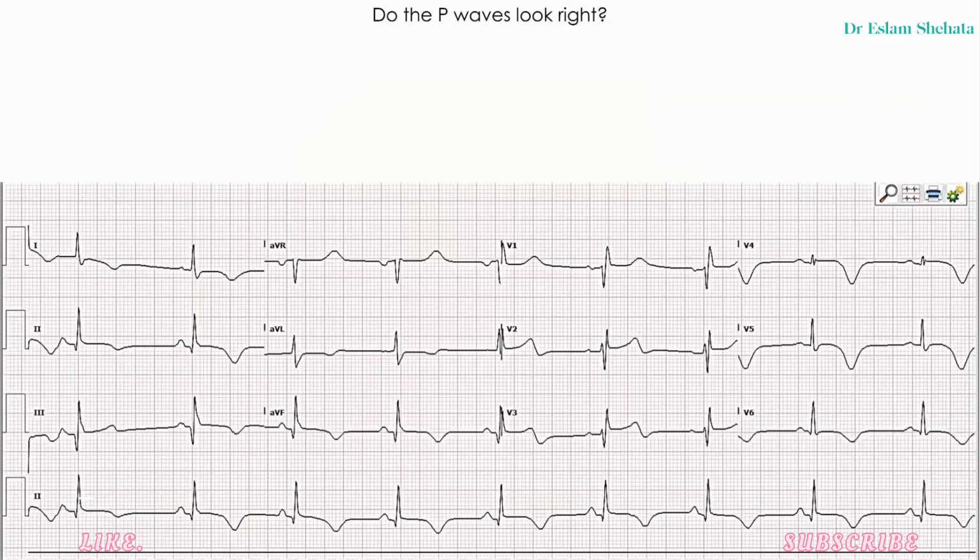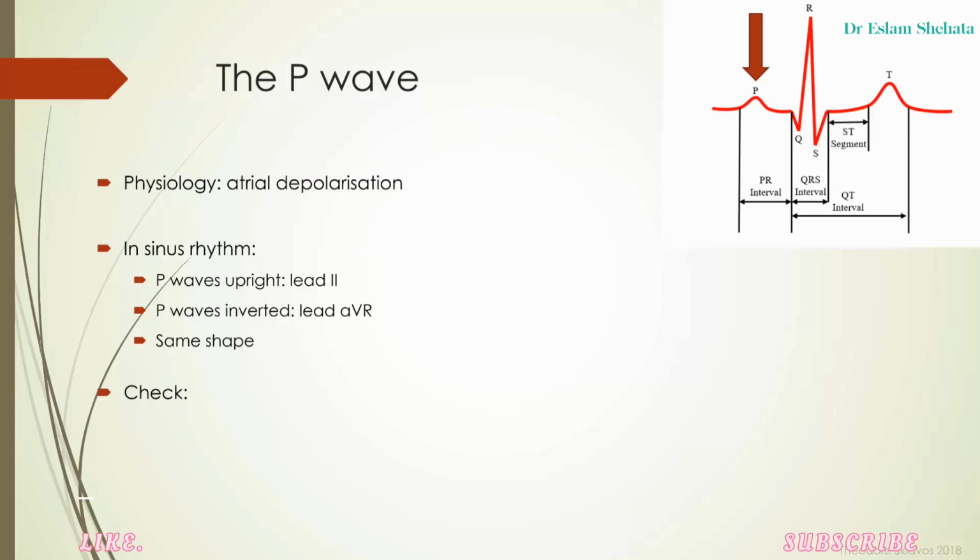So do the P waves look right in this ECG? Let's go through it. As you know, the physiology of the P wave is atrial depolarization, and because the atria have much less muscle mass than the ventricles do, you would expect the P wave to have a much smaller voltage than the QRS complex. A normal P wave, as we've discussed for sinus rhythm, should be upright in lead 2, it should be inverted in AVR, and within the same lead they should all be the same shape.